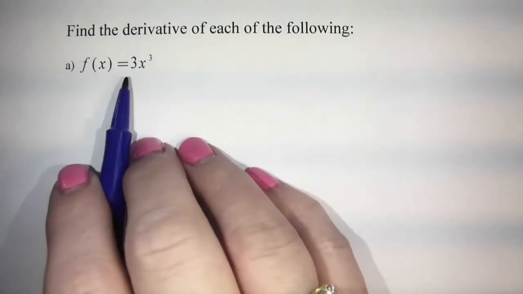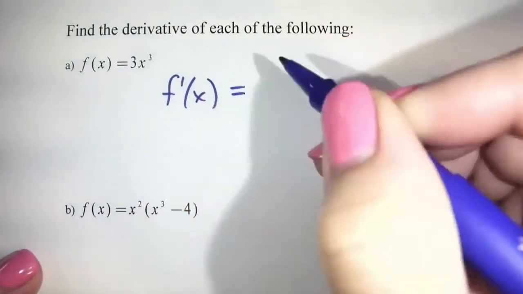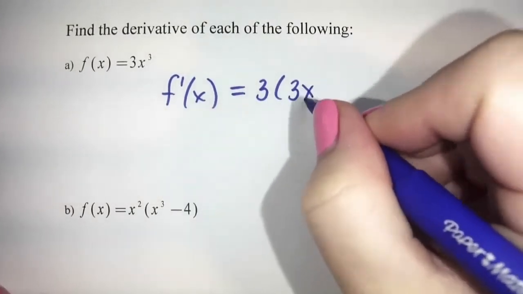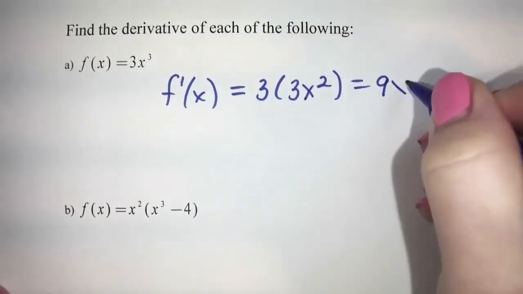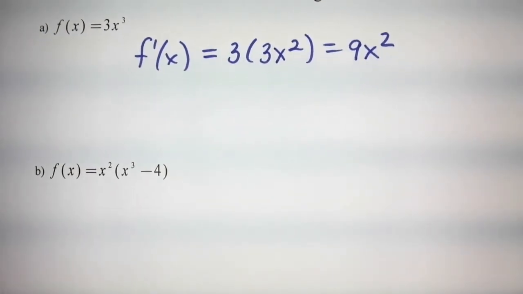Okay, so we're going to do a whole bunch of examples of finding the derivative. So part A here, we have f of x equals 3x cubed. So our derivative here would be 3 times the derivative of x cubed, which would be 3x squared. So 9x squared. And of course, if you can get the answer 9x squared right away, then that's great.